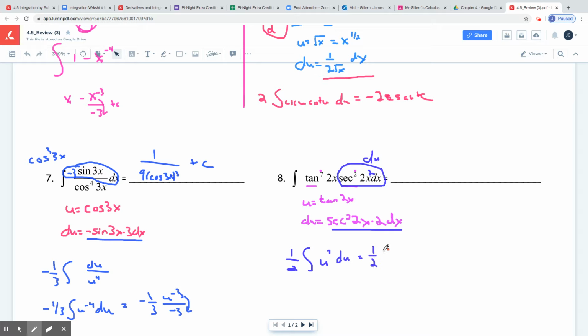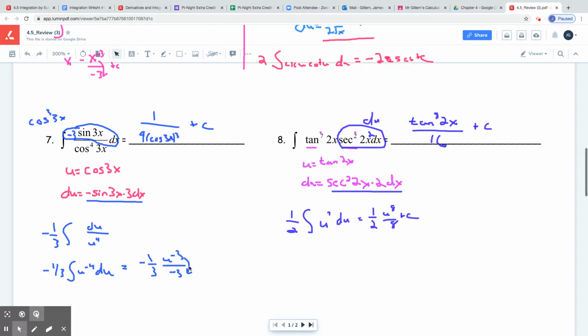Integrate 1/2 u to the 8th over 8 plus c. So I get tangent to the 8th power of 2x all over 2 times 8, which is 16, plus c. If you want to write this as 1/16 and then write tangent 2x to the 8th power plus c, it's fine. All right, so that's number 8.